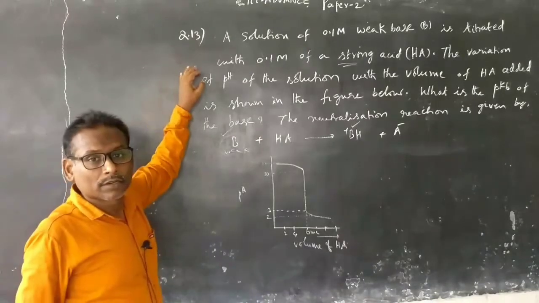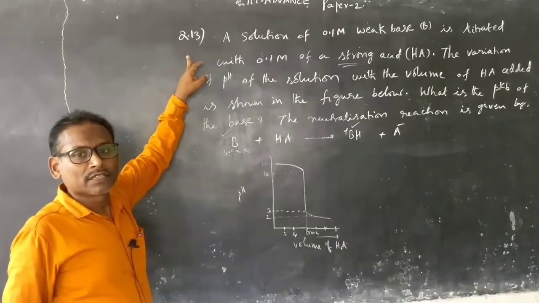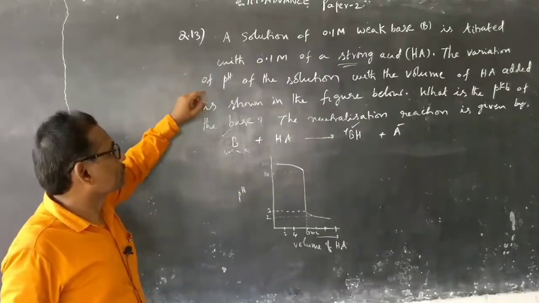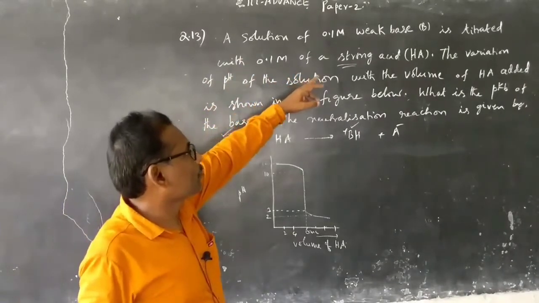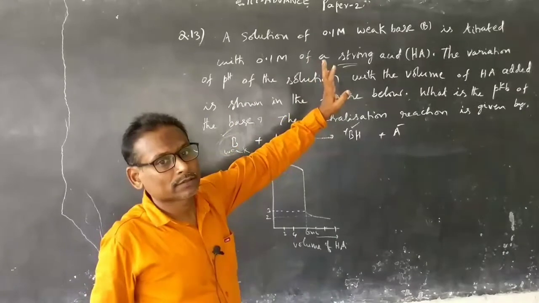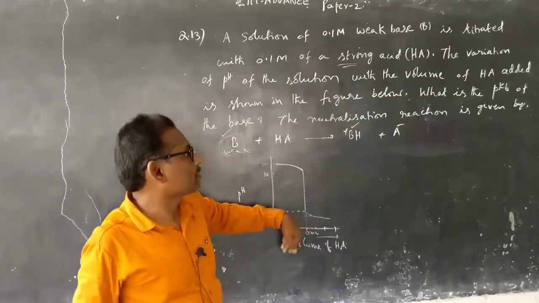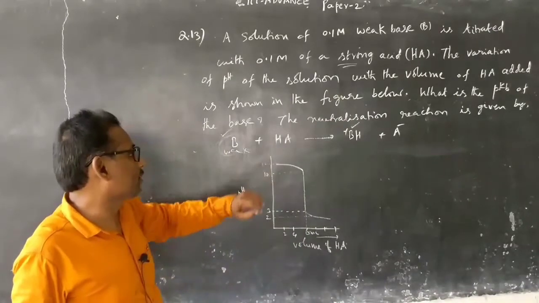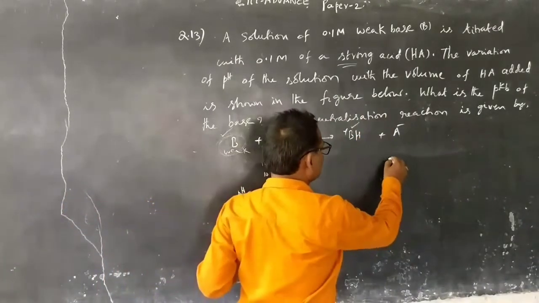Now let us continue the discussion. That is question number 13, which is an integer type question. Here the question is about a solution of 0.1 molar weak base titrated with 0.1 molar of a strong acid. The variation of pH of the solution with the volume of HA added is shown in the figure. What is it saying?